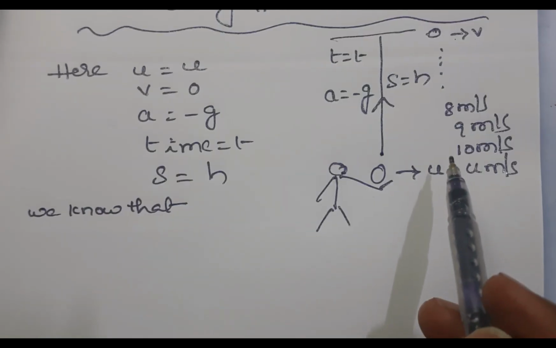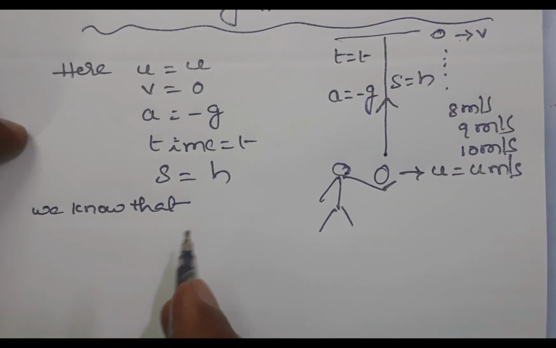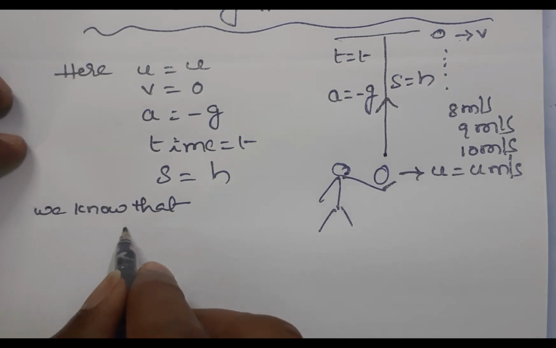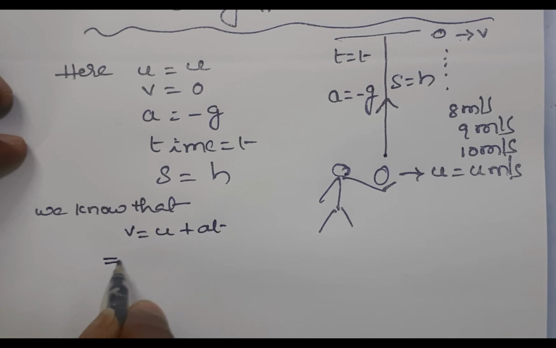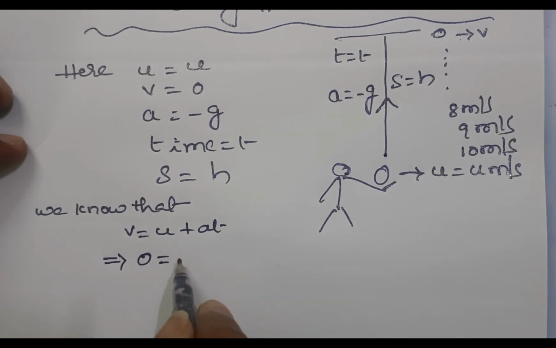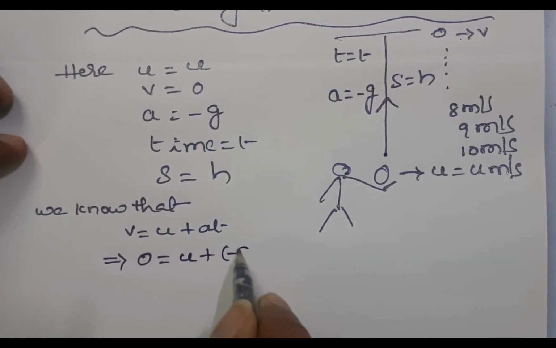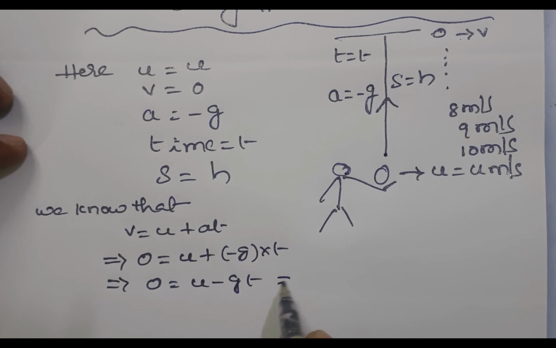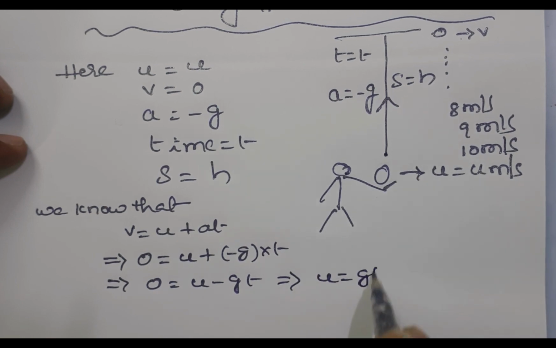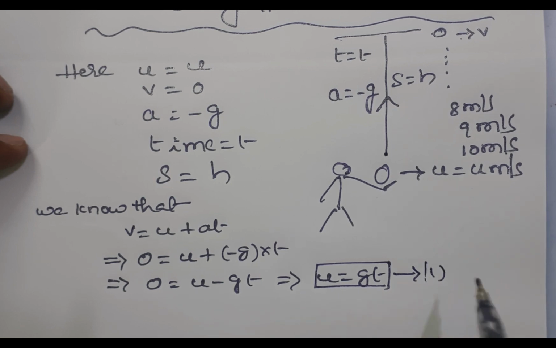Now, what are the equations? We know the first equation of motion, v is equal to u plus at, where v is 0, u is u, a is minus g, t is t. So this implies 0 is equal to u minus gt, then u is equal to gt. This is the first equation of motion for a body projected up.